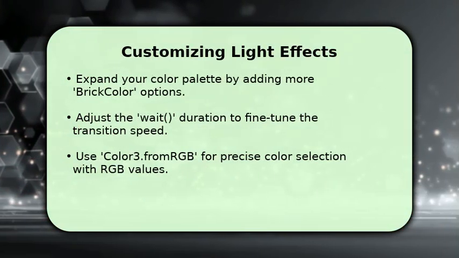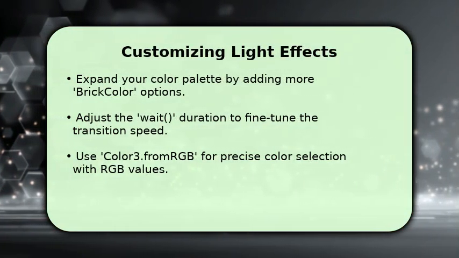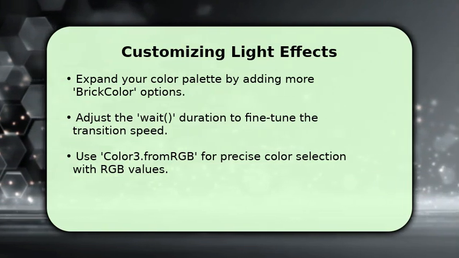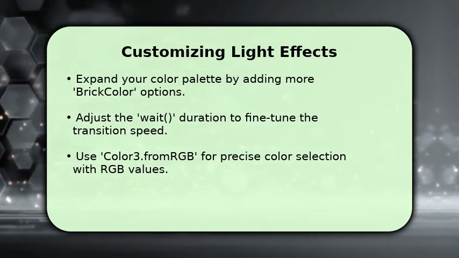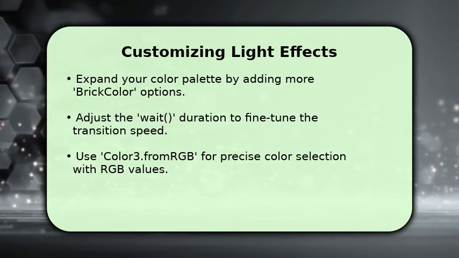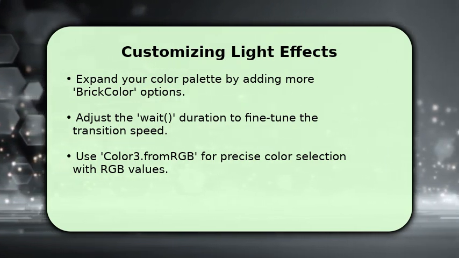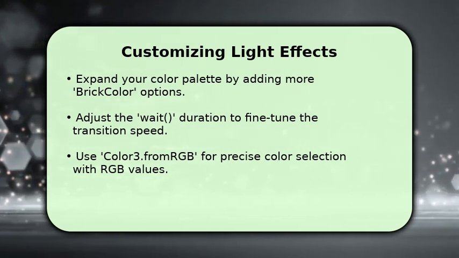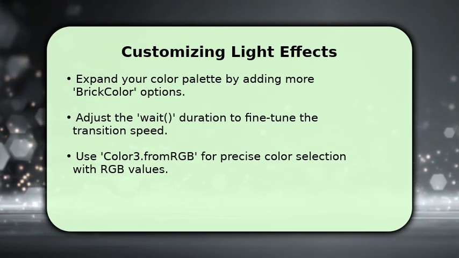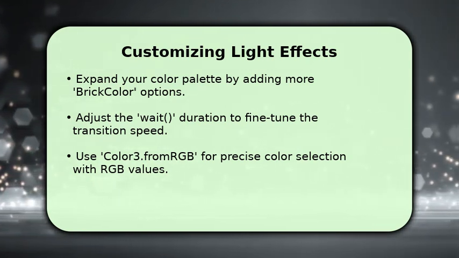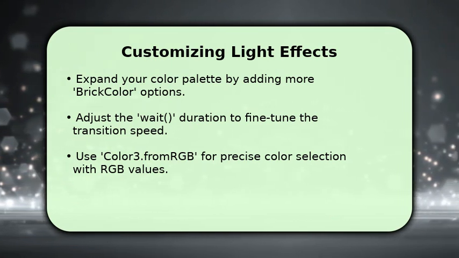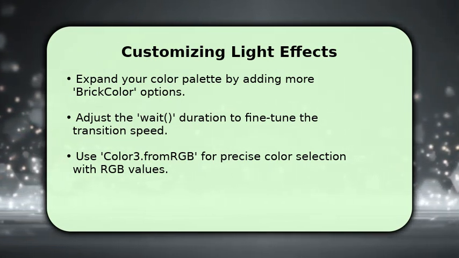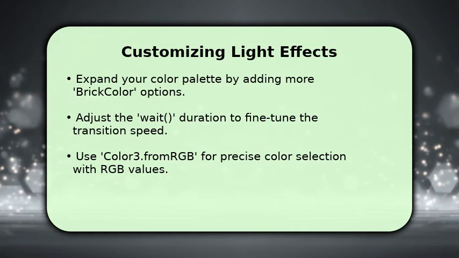You can easily customize your color-changing lights by adding more colors to your script sequence. Simply include additional BrickColor assignments within your loop. To control the transition speed, modify the number inside the wait function. A smaller number means faster changes. For even more precise colors, use Color3.fromRGB and input specific red, green, and blue values.